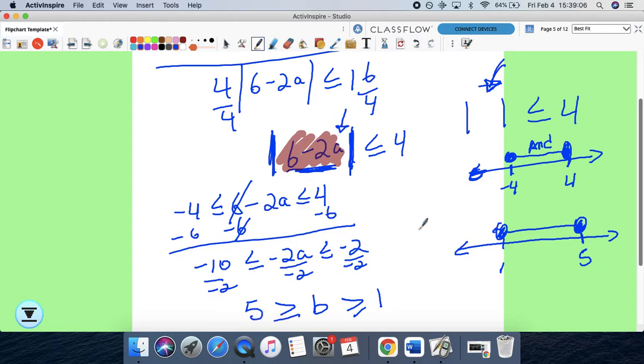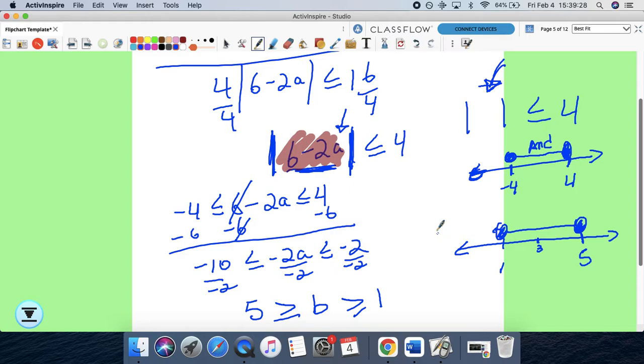So let's see if we have it right first of all. So let's pick 1. 2 times 1 is 2, so 6 minus 2 is 4. 4 is less or equal to 4. Good. Let me pick another one. Let me pick 3. 2 times 3 is 6, right? So 6 minus 6 is 0. Is 0 less or equal to 4? Yes.